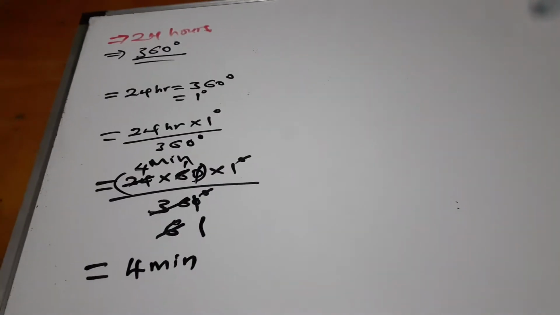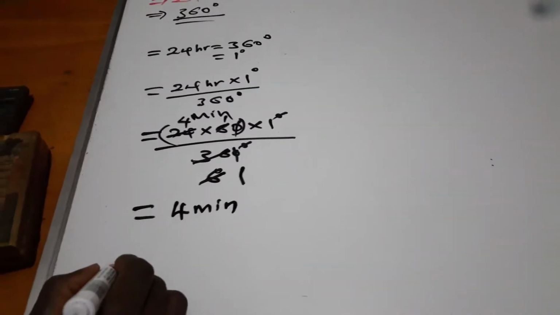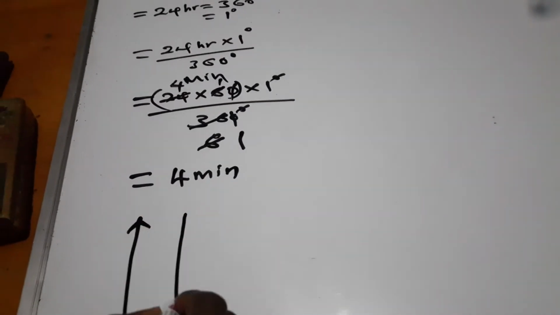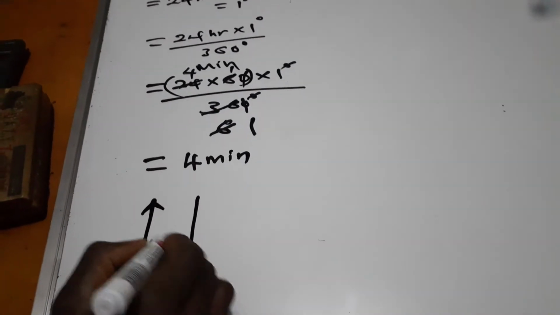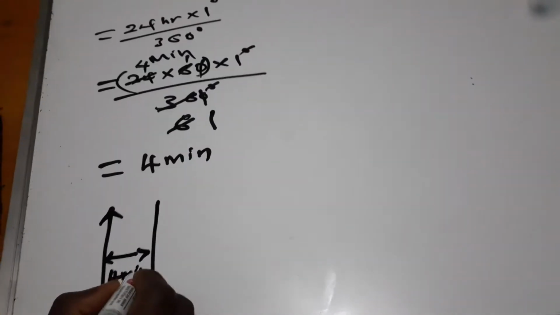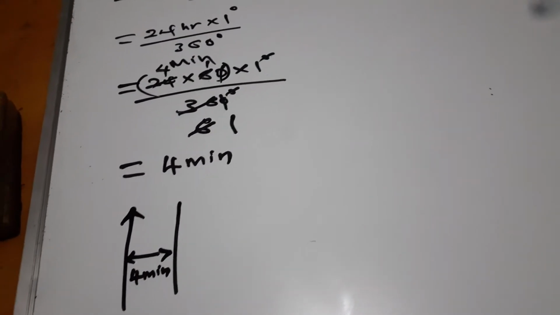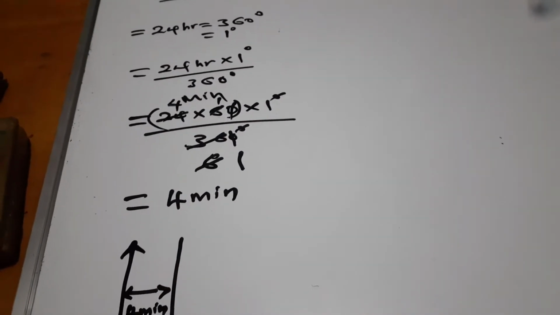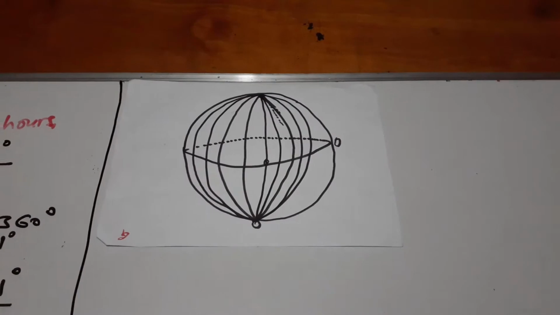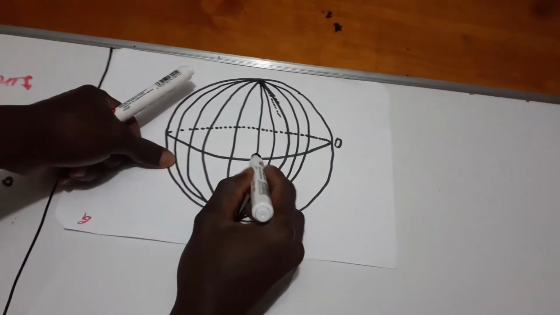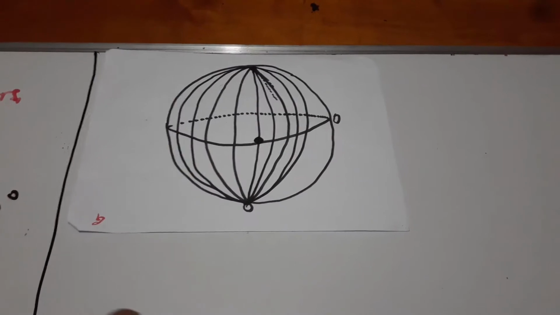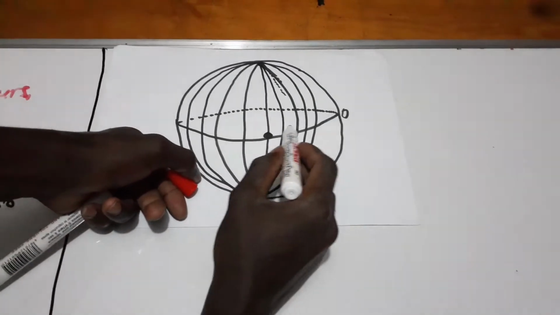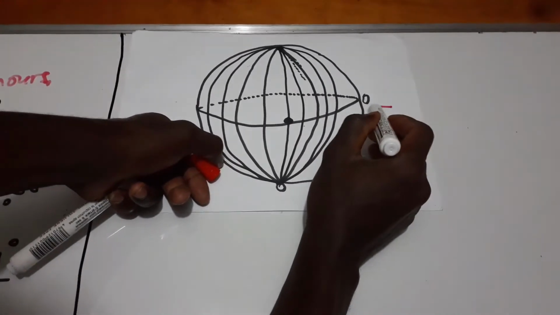So it means that when the earth rotates, the difference in time between one longitude and the next is 4 minutes. So it takes 4 minutes for the earth to rotate by one degree of longitude. Are we together? So for instance, we can see this is our Greenwich meridian at the center, and this is our first degree. When the earth rotates, the light rays come from this side.